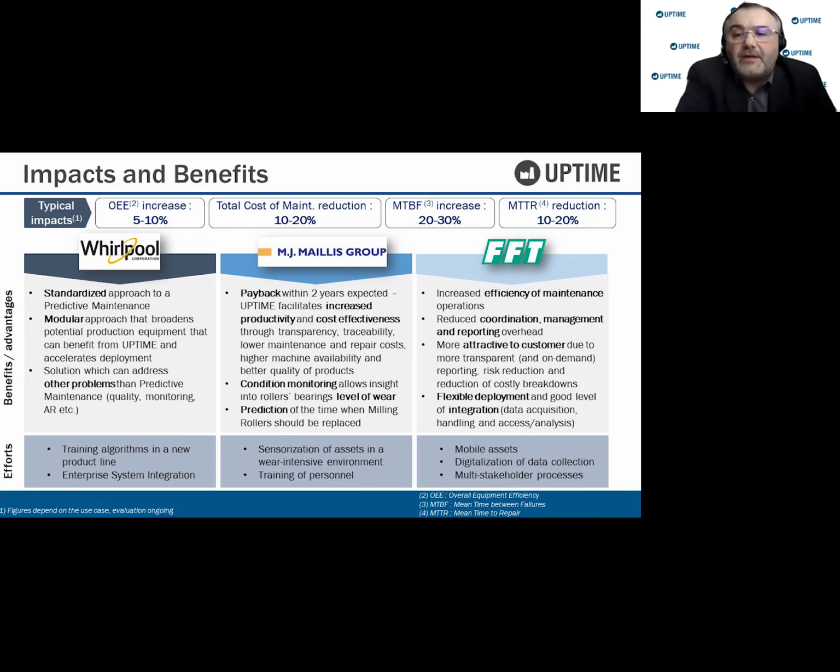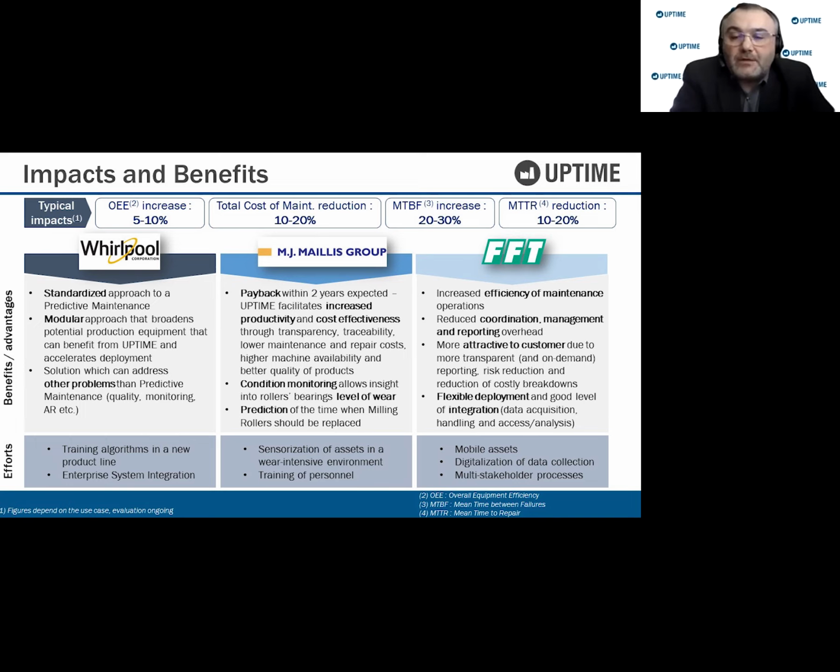Finally, for FFT, FFT produces or maintains jigs that transport aircraft parts throughout Europe. So these are mobile assets. Increasing the efficiency of maintenance operations of these mobile assets is something that they really got a benefit from with Uptime, reducing coordination, management, and reporting overhead, which is very difficult when these things are traveling by air, by road, and by sea throughout Europe.